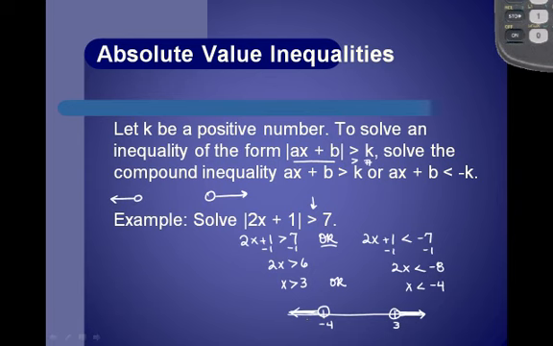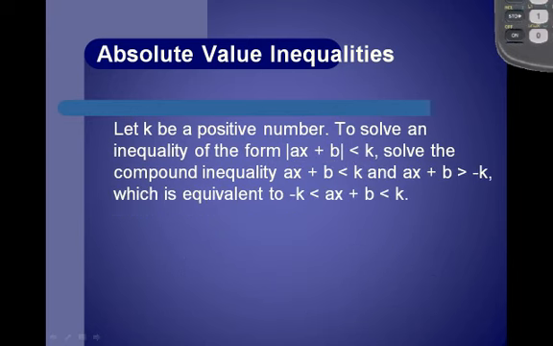Now, interval notation, reading from the left, is from -infinity to -4, or from 3 to infinity. What that means is if you pick any number less than -4 or any number greater than 3 and plug it in, we're going to get an absolute value that's greater than 7.